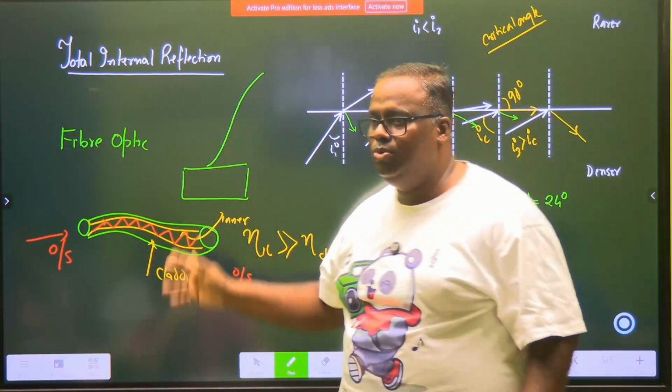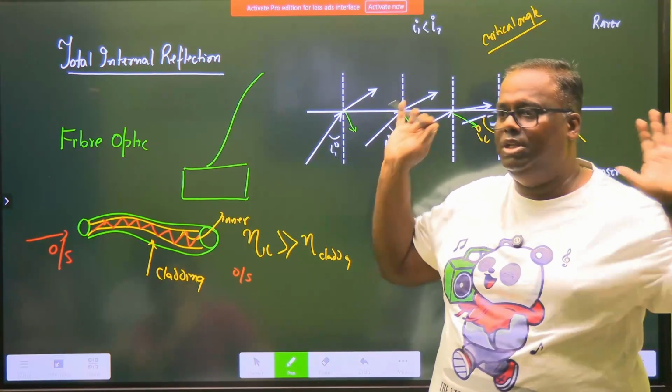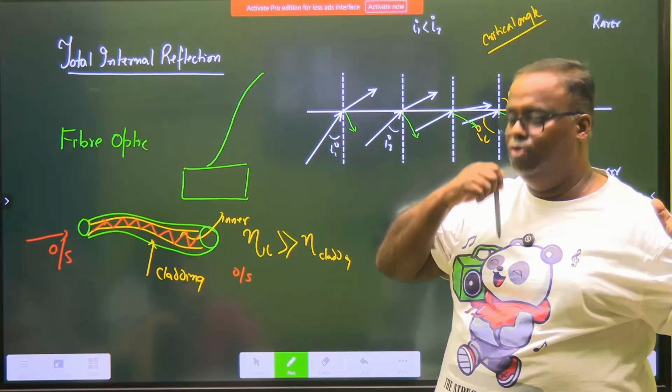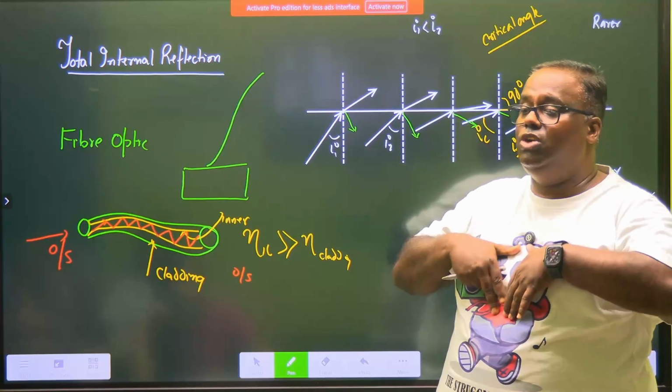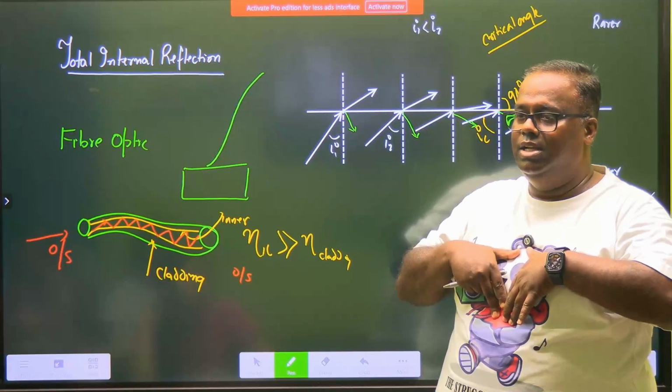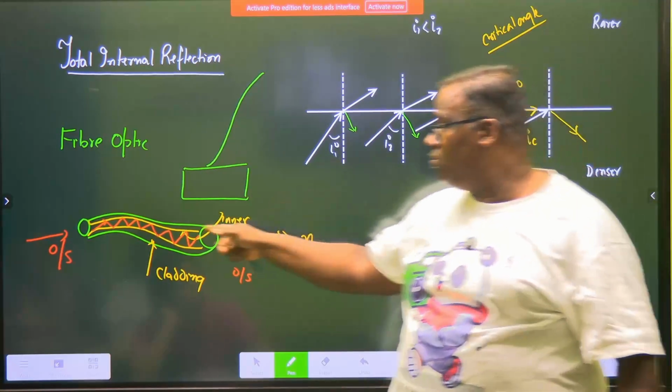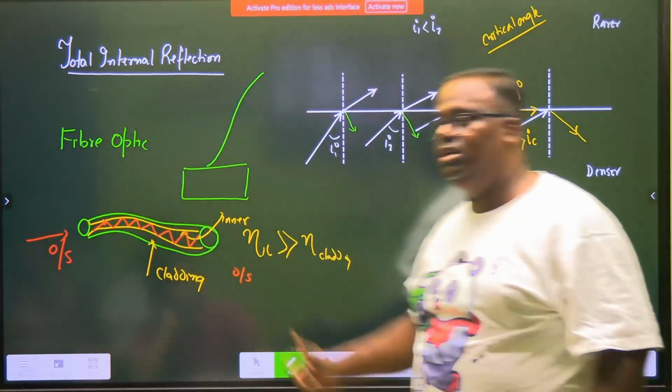And this is also used in endoscopy. God forbid that happens to you. Endoscopy is when a tube is inserted inside your food pipe. Suppose somebody wants to check your GI tract, gastrointestinal tract. How will they check? A tube will be inserted. That tube will have a bulb. So these endoscopic tubes and all. This is total internal reflection.